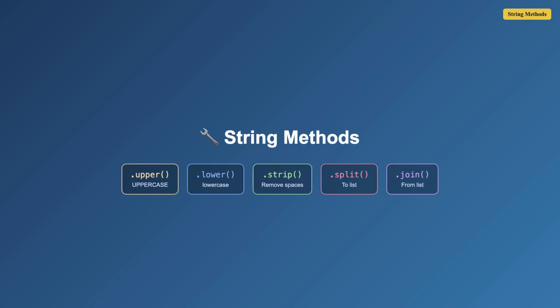Python strings have many built-in methods. Methods are functions that belong to an object and modify or return data. Common methods include upper, lower, strip, split, and join.